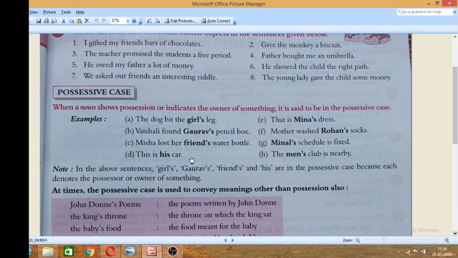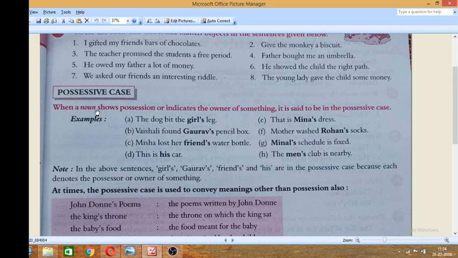Next is the possessive case. When a noun shows possession or indicates the owner of something, it is said to be in the possessive case. Possession means, for example, the dog bit the girl's leg. That is Mina's dress. Whose dress is this? Mina's dress. Mother washed Rohan's socks. Basically found Gaurav's pencil box.